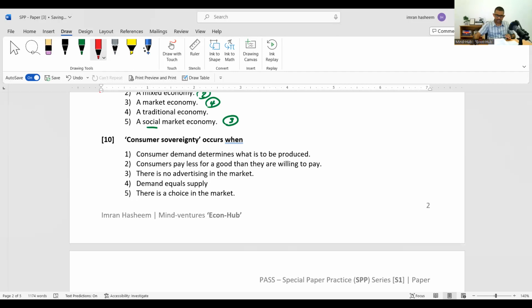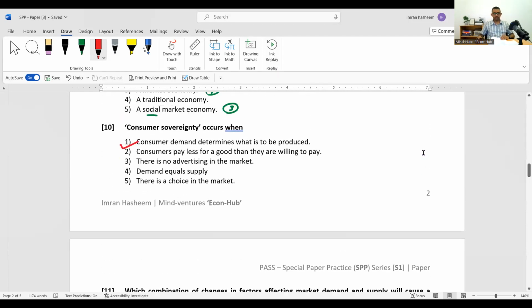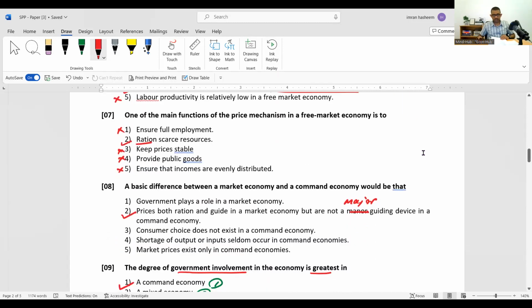Any other answer that you guys thought was a correct answer for consumer sovereignty? If you can let me know, we can discuss it. If not, I think the first answer is very straightforward as a good definition of consumer sovereignty. Anything else you guys thought is a correct answer? No? Right. I just wanted to say one more point here.